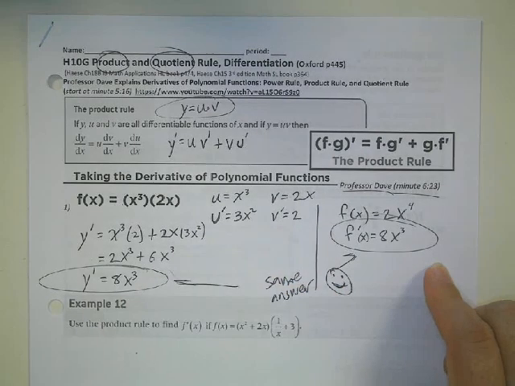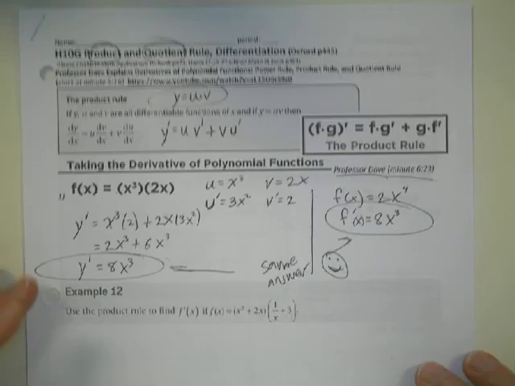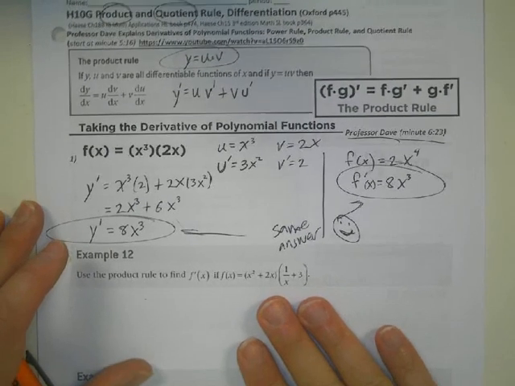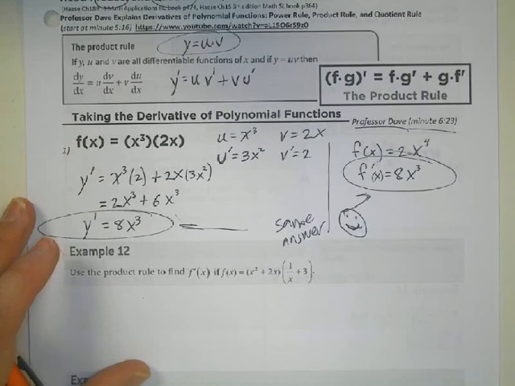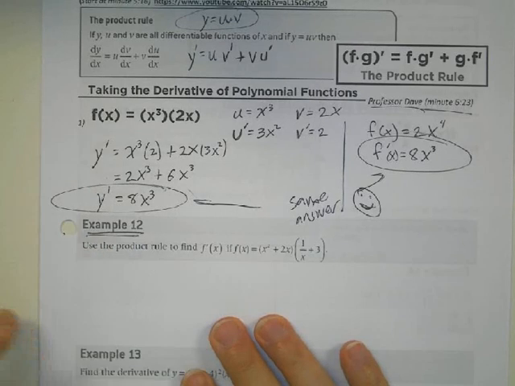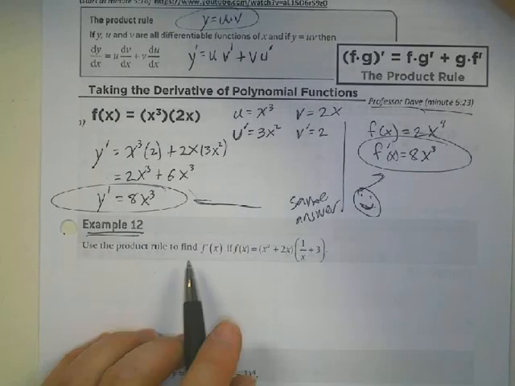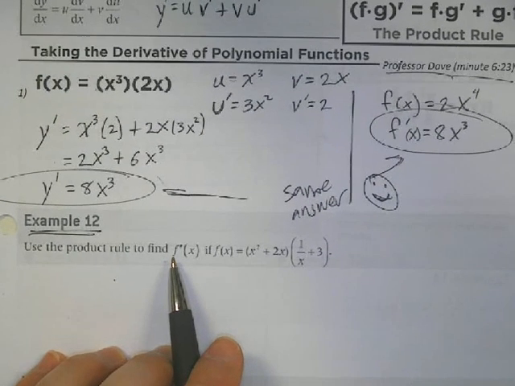Okay, so this just showed that this actually works. So let's do an example with some things that are a little bit trickier. Okay, so this is example 12 from your Oxford textbook. They want you to use the product rule to find the derivative. I'm going to zoom in so you can see it a little better.